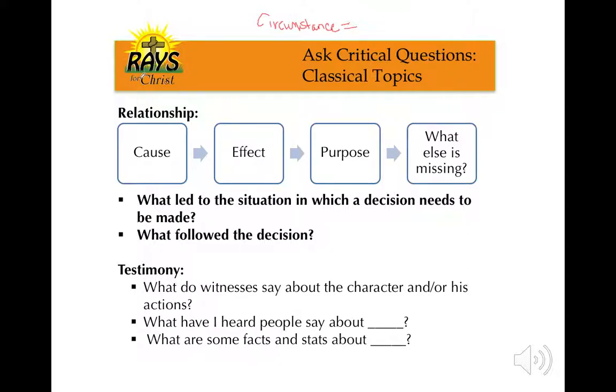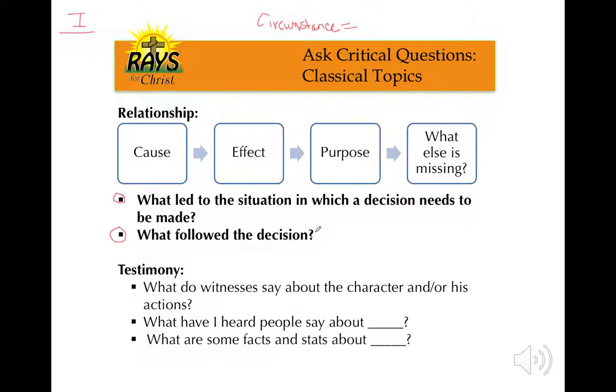Okay, so we've had the topic of comparison, the topic of definition, and the topic of circumstance, all of which fit under our interesting part of our chart, our I part. Now let's look at relationship. The two big questions we ask in looking at the relationship are what led to the situation in which a decision needs to be made, and what followed the decision.